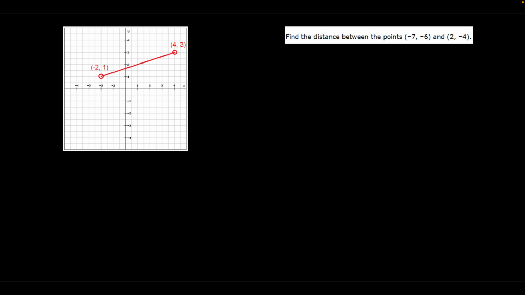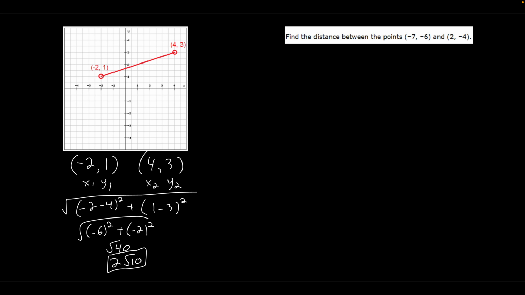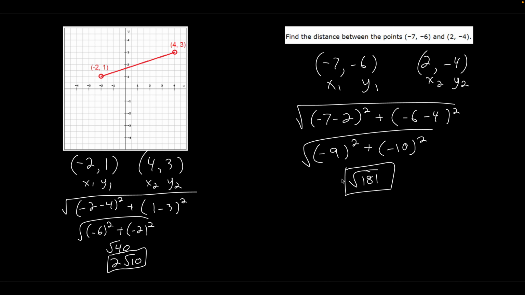Okay, now that you've had time to work these problems, let's check your solutions. For the first problem, here is the work. Final answer should have been 2 square root of 10. And for the second problem, here is the work. You should be getting the square root of 181, which can't be broken down.